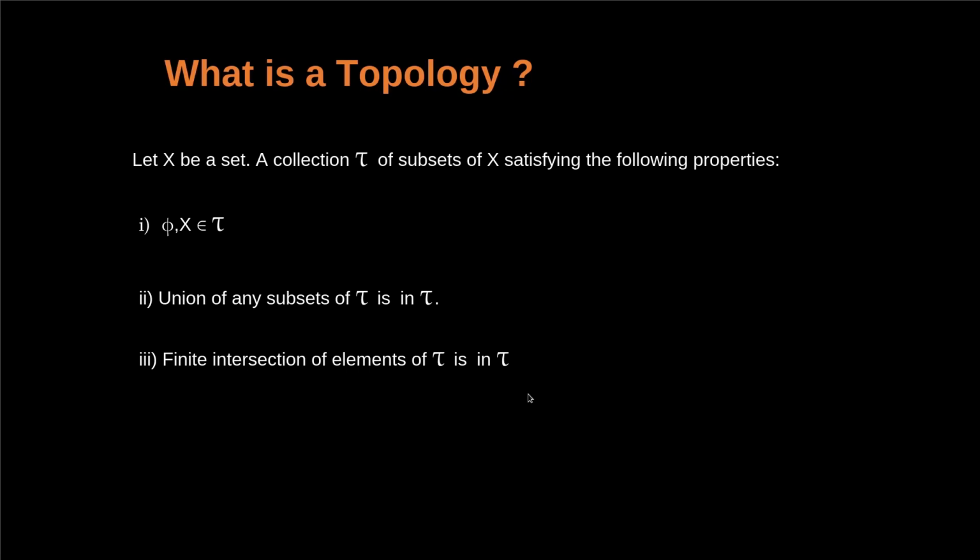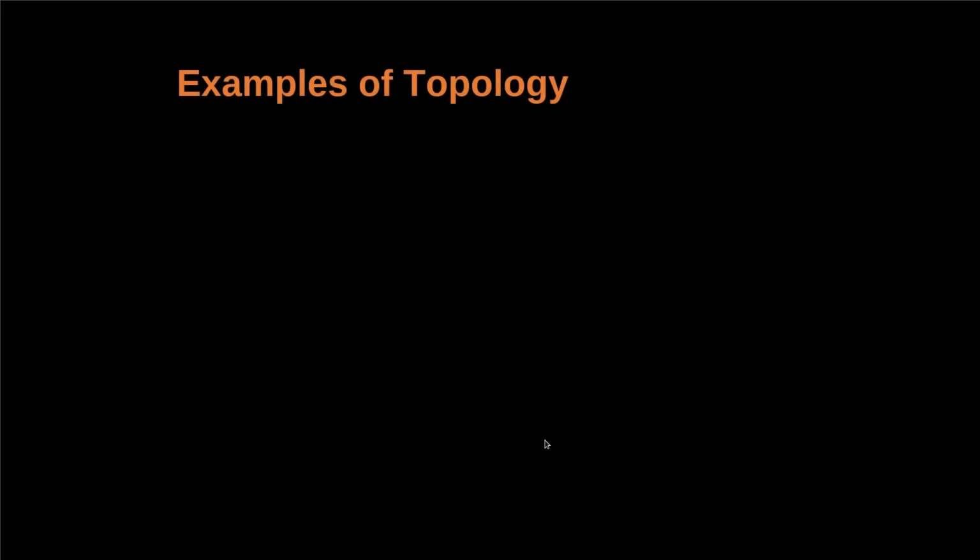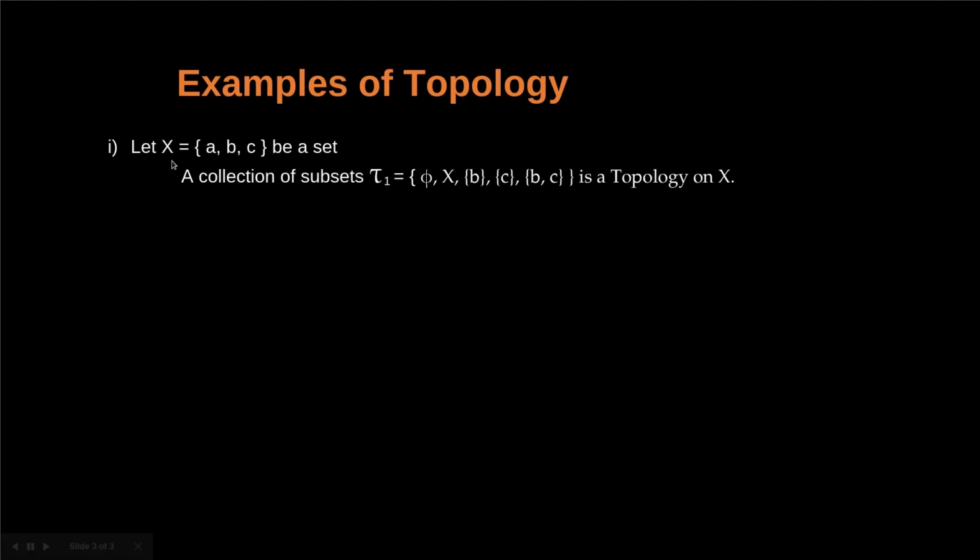So we can make this more clear with an example. Let's see some examples of topology. Suppose we have a set X equal to {a, b, c}, and then the collection of subsets tau1 equals {phi, X, {b}, {c}, {b, c}} is a topology on X. So we can check whether it is a topology or not. We start with the first condition, that phi and X must be members of this collection tau1, and it is already given that phi and X both belong to this set.